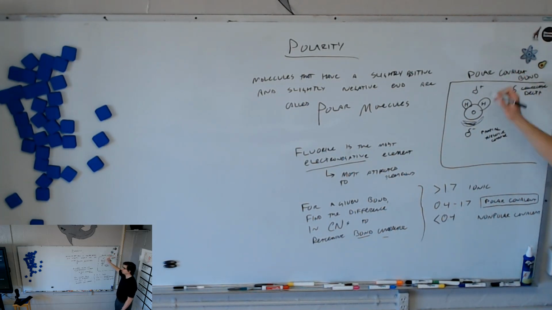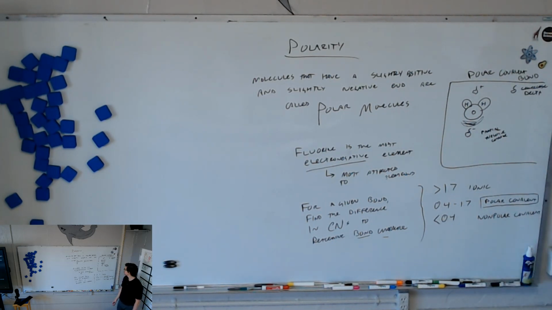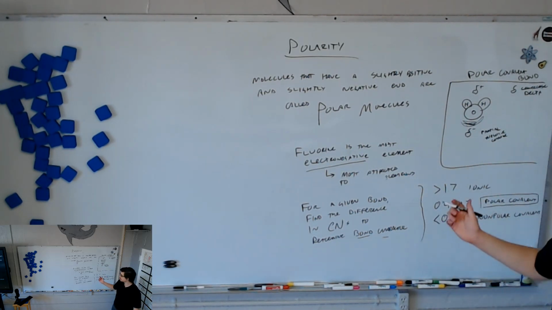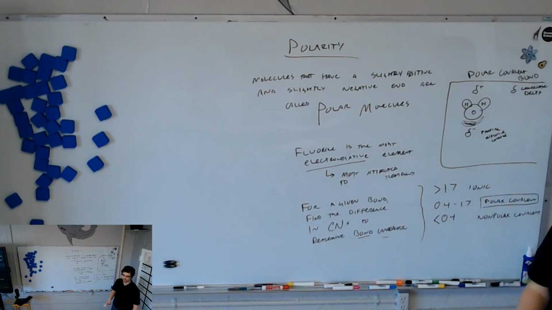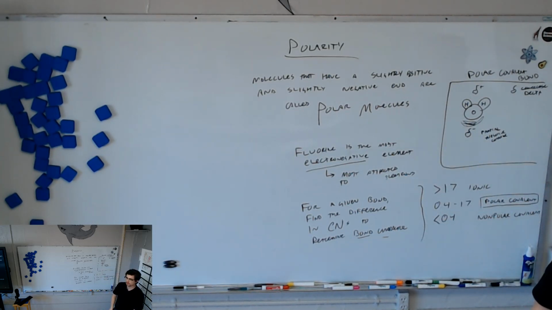It has poles. It's polar. A polar bear lives on the poles. Polar is the adjective we use to describe something that has poles. And this is important because water has what we call a dipole. It has a difference between its positive and negative end in electronegativity.